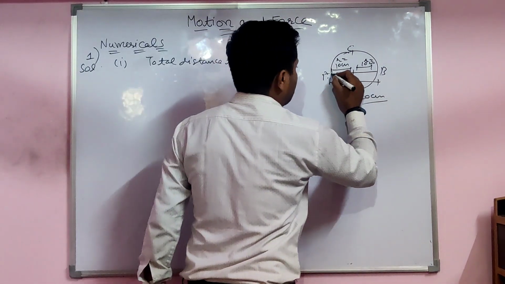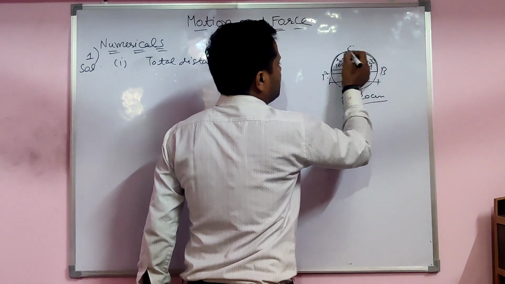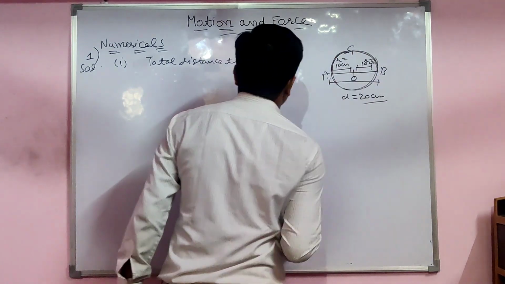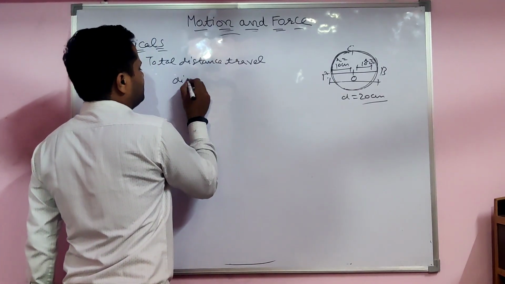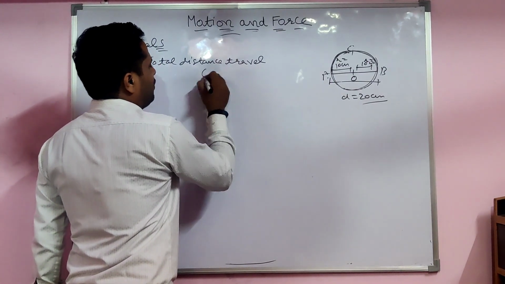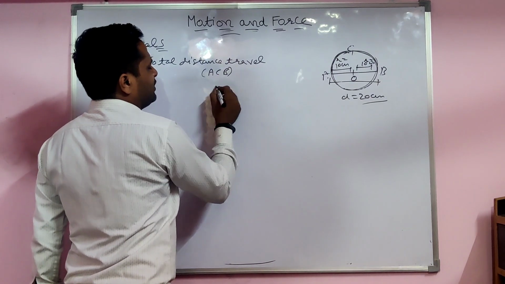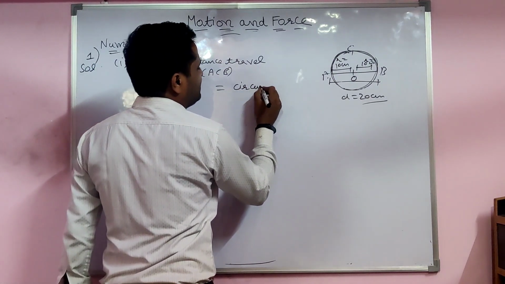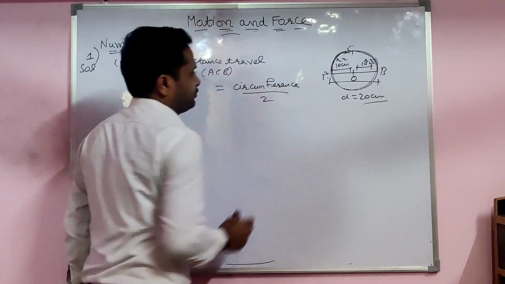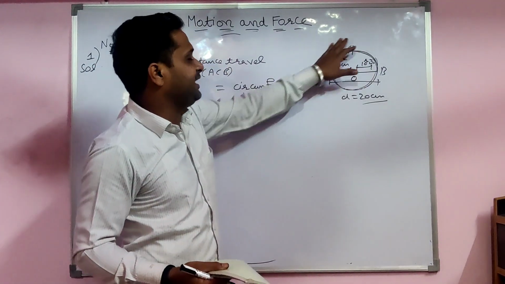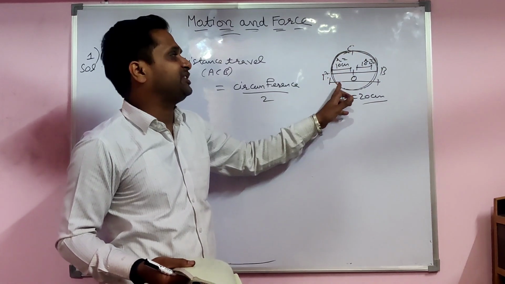You know, distance travelled, this one only. So total one, that is the circumference. So distance travelled along ACB is circumference upon 2. Why? The full outer boundary is the circumference, 2 pi r.